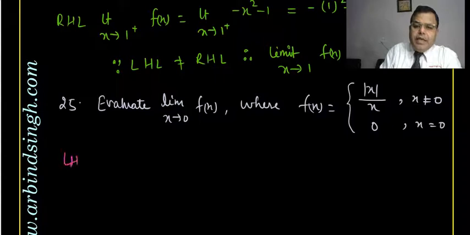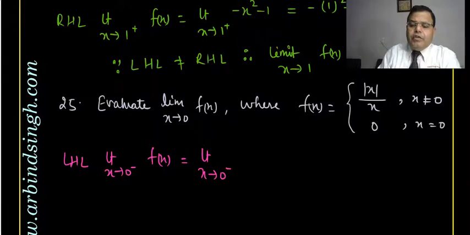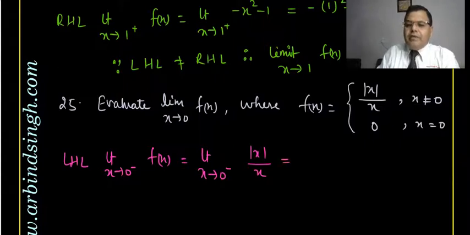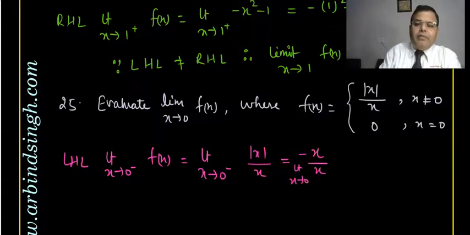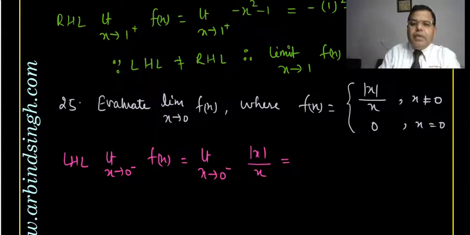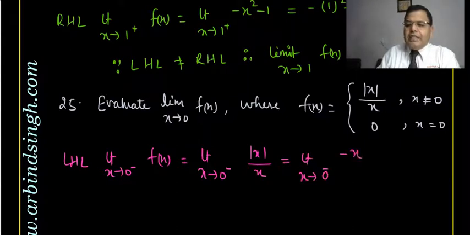So the left hand limit is limit x tends to 0 minus f(x). 0 minus means not equal to 0, slightly lesser than 0, so this definition is applicable, and therefore mod x by x. If x is slightly lesser than 0, then mod x will come outside as minus x divided by x, limit x tends to 0 minus, because x is negative, so whenever it comes out from the modulus, it will be negative once again so that it becomes positive. So it will be minus x upon x, and x cancels out, that is minus 1.